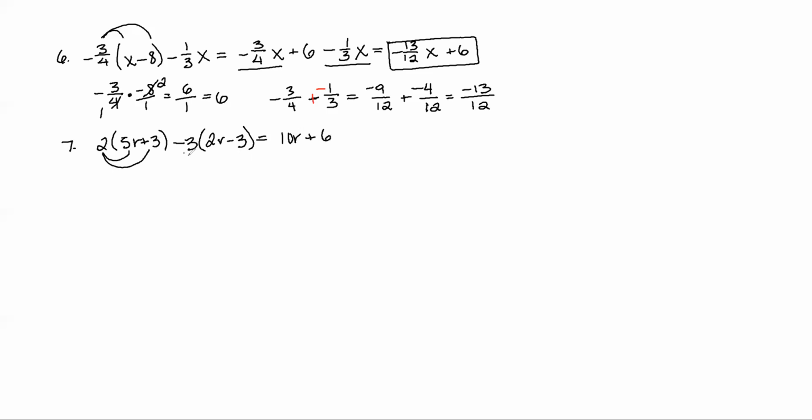And now be really careful when you distribute into the second group. We're distributing a negative 3. So negative 3 times 2r is negative 6r. And negative 3 times negative 3 is positive 9, so plus 9. And now combining like terms, we have the r terms, so 10r minus 6r is 4r, and 6 plus 9 gives us a plus or positive 15 at the end.